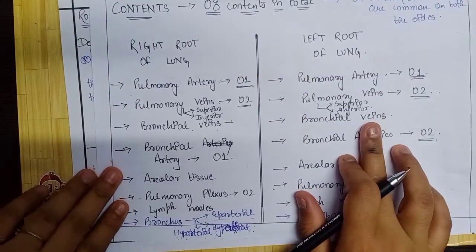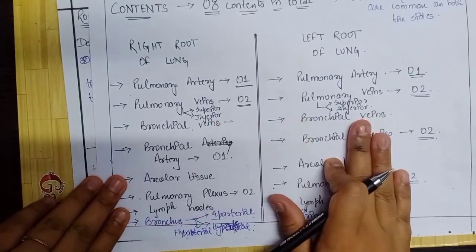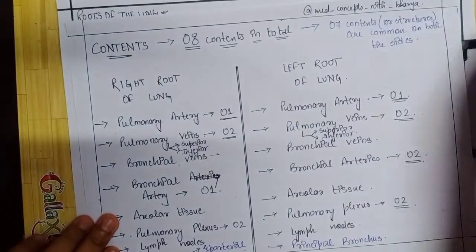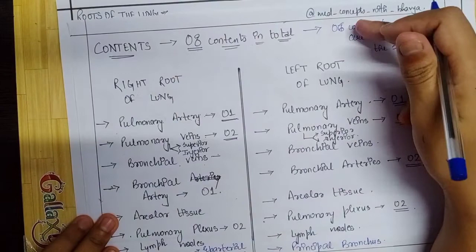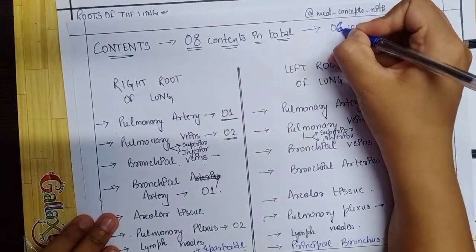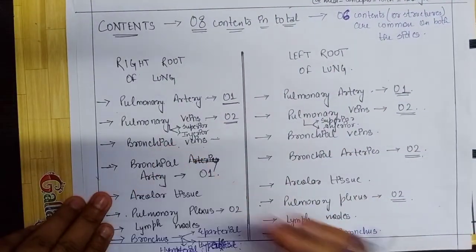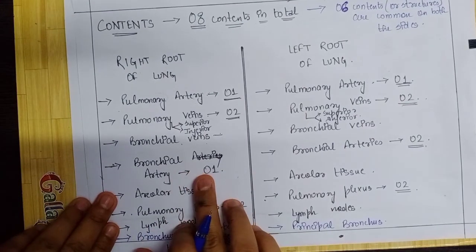See, there is a confusion that I created. Here in the bronchial veins also we have some difference between the right root and left root. Here, 6 contents are common, and we have 2 contents that are uncommon to each other on different sides. So bronchial veins and bronchial arteries are also uncommon.